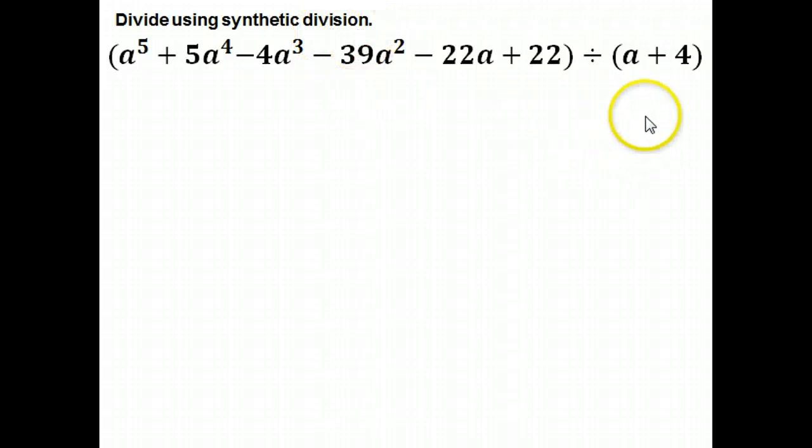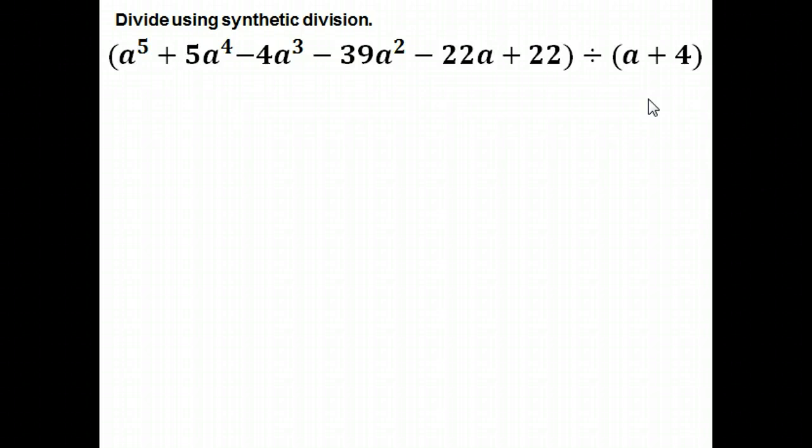The thing to realize with synthetic division is that it works, but it doesn't work in every scenario. What you want to make sure is that your coefficient here in front of the a is 1. That has to be a 1. Okay, if that is a 1, then we're good to go. We can set this one up. It's just a normal binomial.